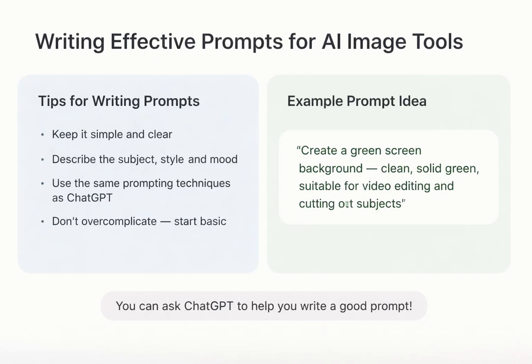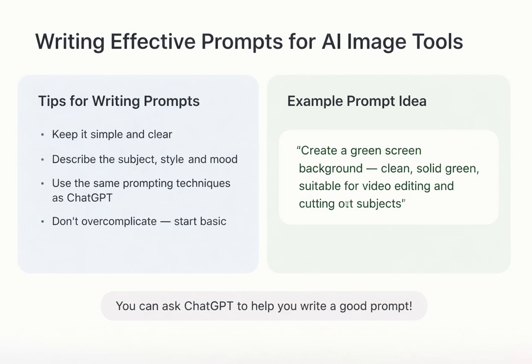When it comes to writing prompts for AI image tools, the instructor's advice is to keep things simple, especially when you're starting out. You describe the subject, the style, and the mood you want. The instructor specifically mentions creating green screen images, a solid green background that can be used in video editing to cut out subjects and place them in different scenes. This is a clever trick for content creators who want professional-looking videos without a physical green screen setup.